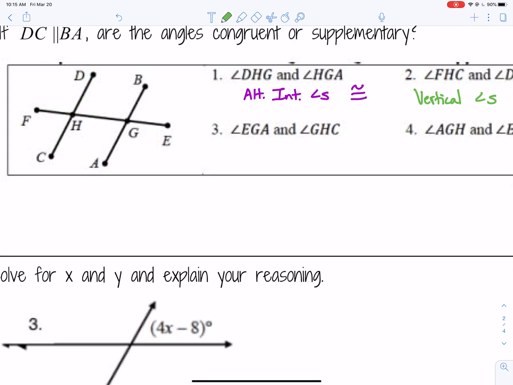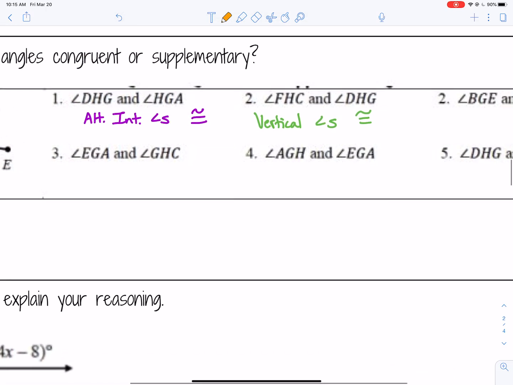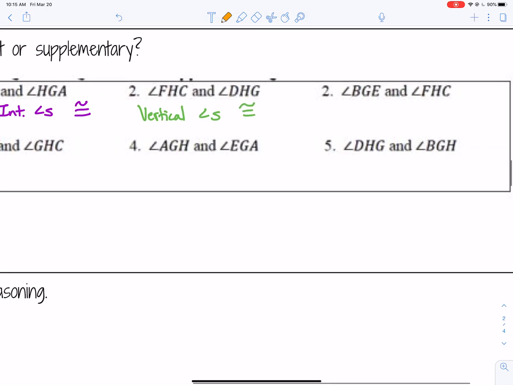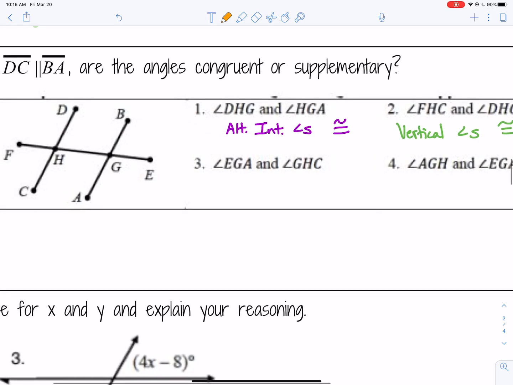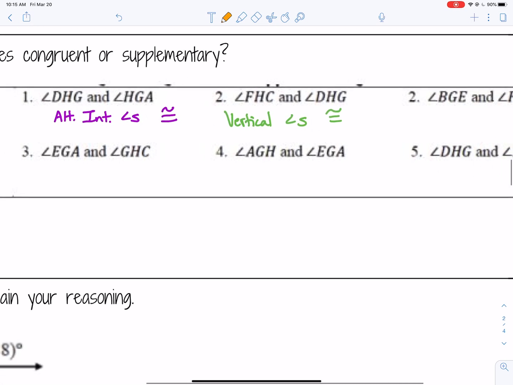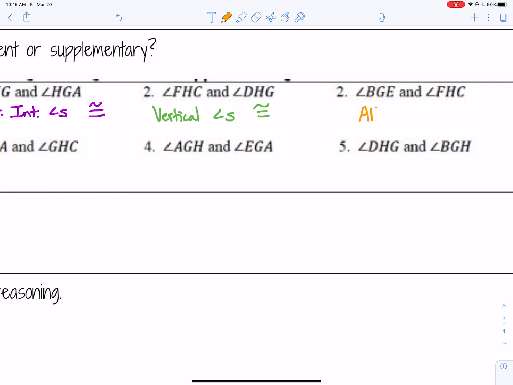All right, let's look at the next one. BGE and FHC. So these are exterior angles because they're on the outside of our parallel lines. And they are alternate angles because they are on opposite sides of the transversal. So let's write that down. Alternate exterior angles, and therefore those are congruent.